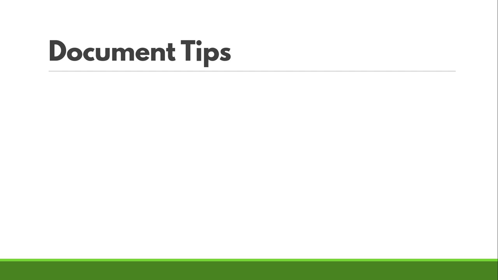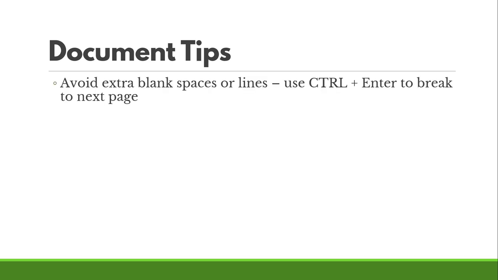First off, if you are preparing a document and you want to make it accessible, avoid including extra blank spaces or lines. Use Control Enter to break to next page. Use your tab button. Format your tabs if needed, if it doesn't work for you. But avoid entering 10 spaces between words or sections because that's going to make it a less accessible experience.